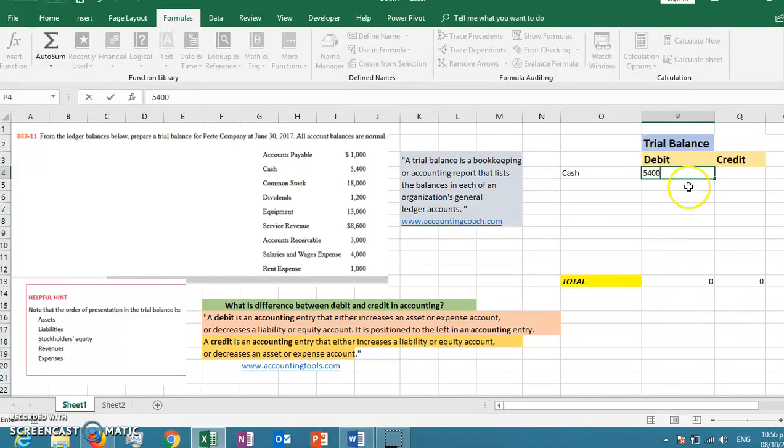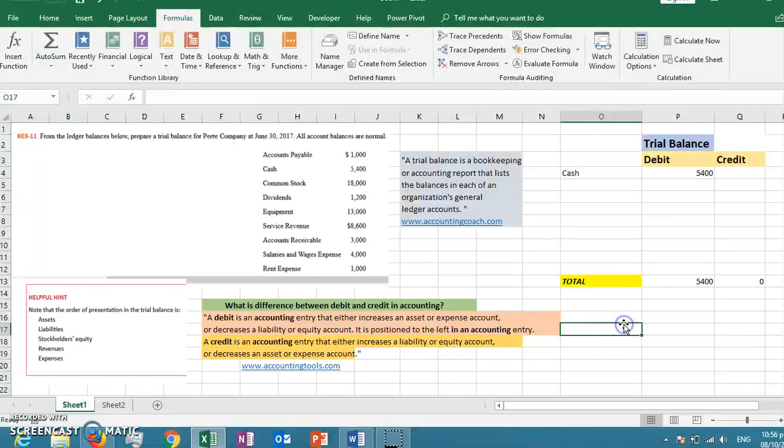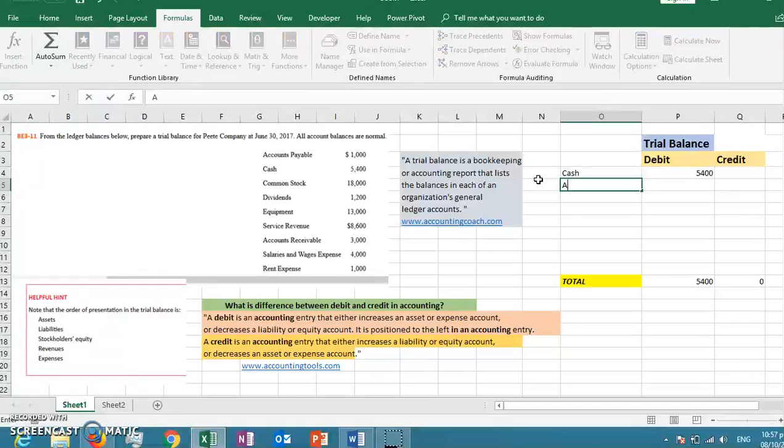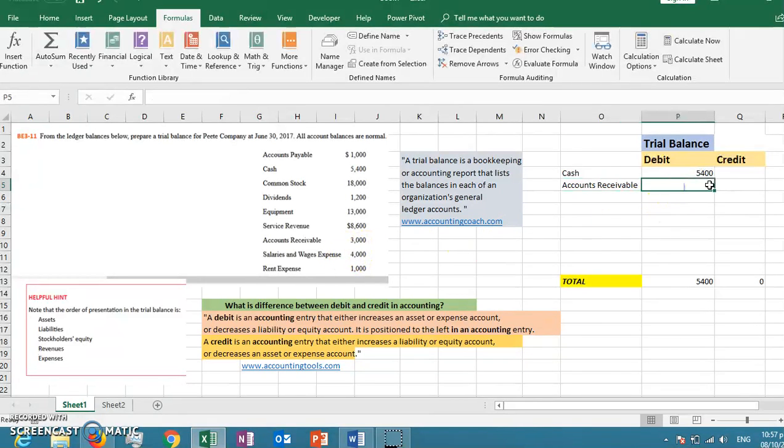So you might ask, why is he putting it on the left? Well, we're going to read again the definition. A debit is an accounting entry that either increases an asset or expense account. So of course assets are going to go in the debit column, okay? So we search for the other asset, and the other one is accounts receivable. And accounts receivable is 3,000.